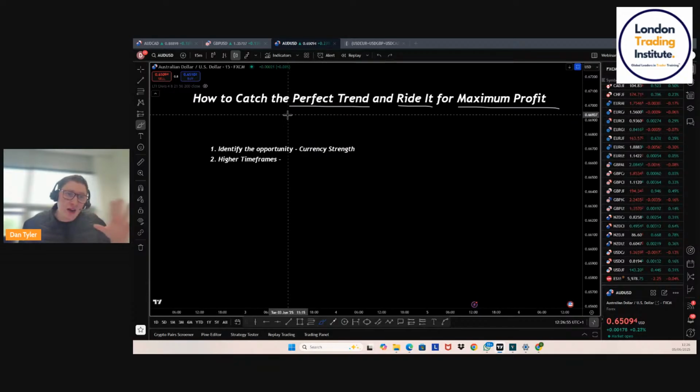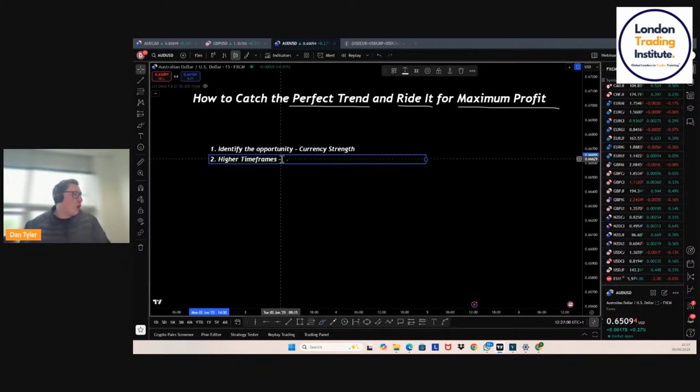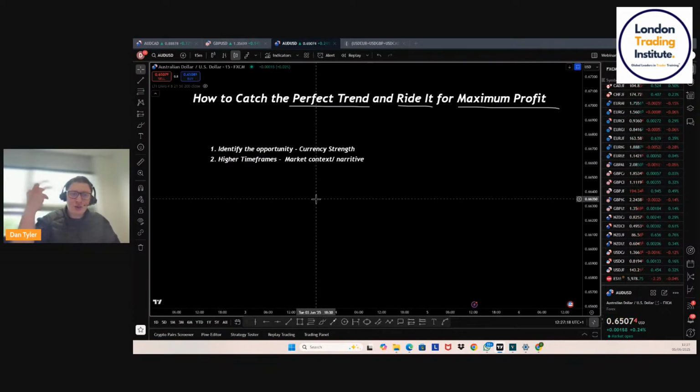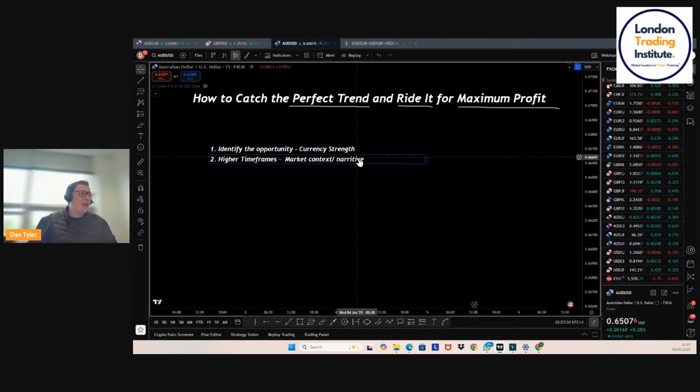If you understand the higher time frames and you get what we call a full context, or I'll say market context, or some people like to call it a narrative. If you analyze your higher time frames, your monthly, your weekly, your daily, you'll get a very good idea as to where the market is likely to be going in the long run. And it also helps you identify what sort of market you're trading in.